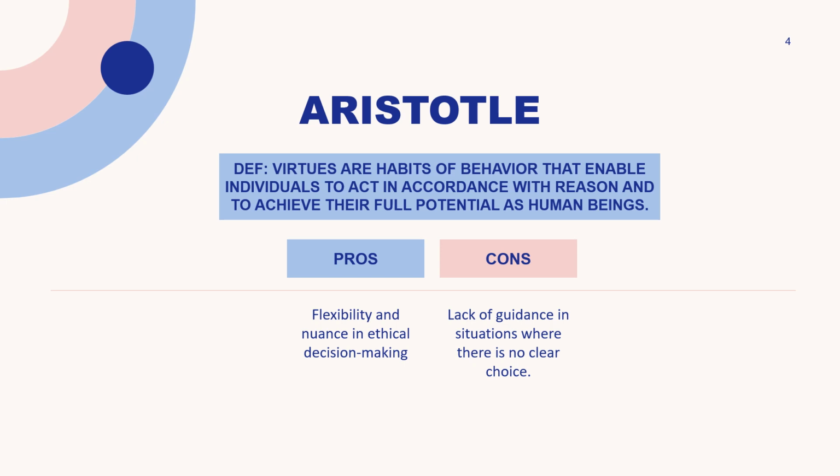Aristotle's virtue ethics is an ethical theory that focuses on the cultivation of virtues or positive character traits as the key to living a good, flourishing life. Aristotle believed that there are two types of virtues: intellectual virtues and moral virtues. Intellectual virtues are acquired through learning and education, while moral virtues are acquired through practice and habituation.